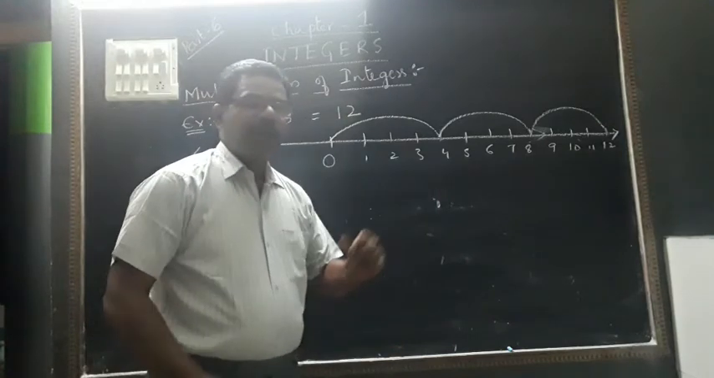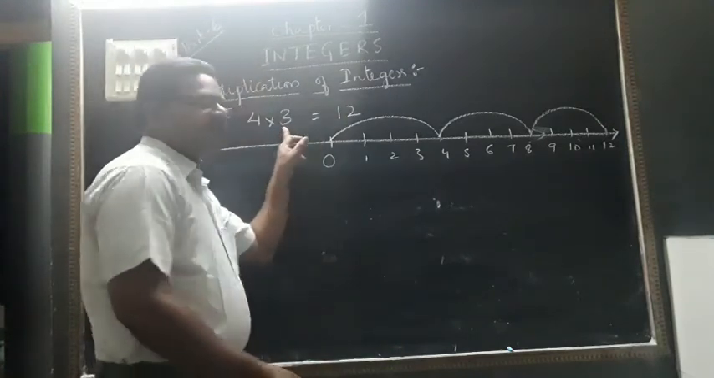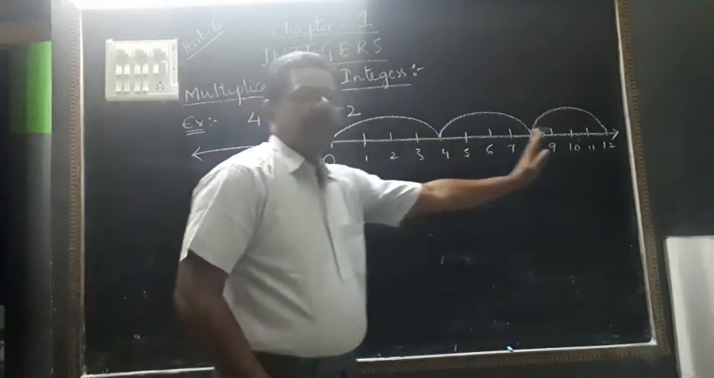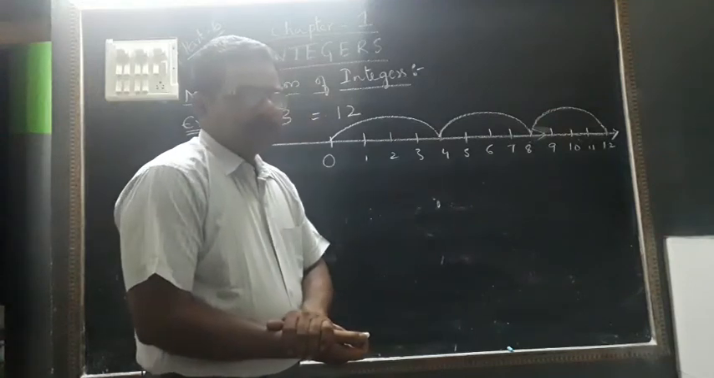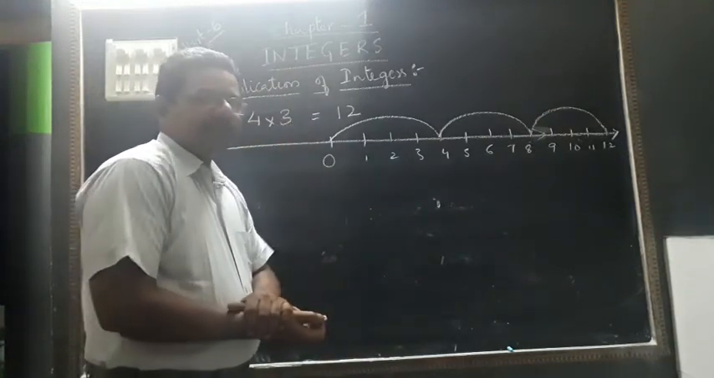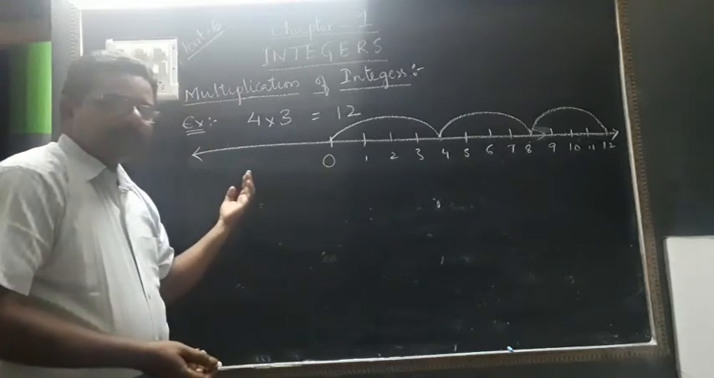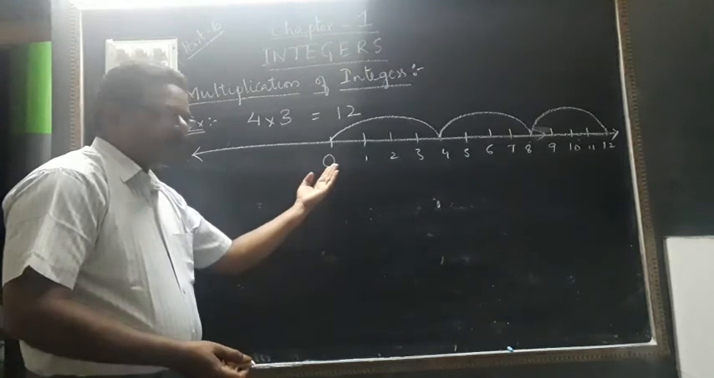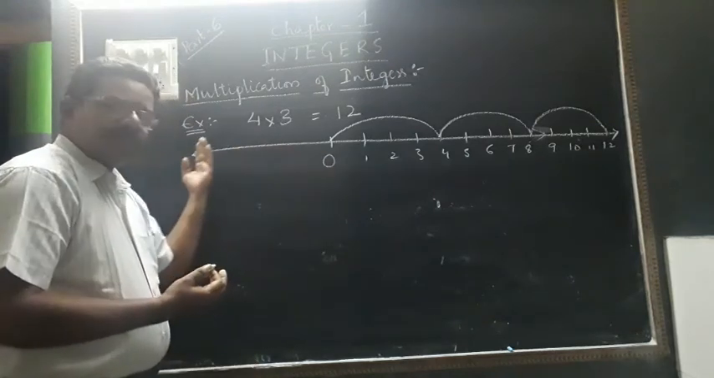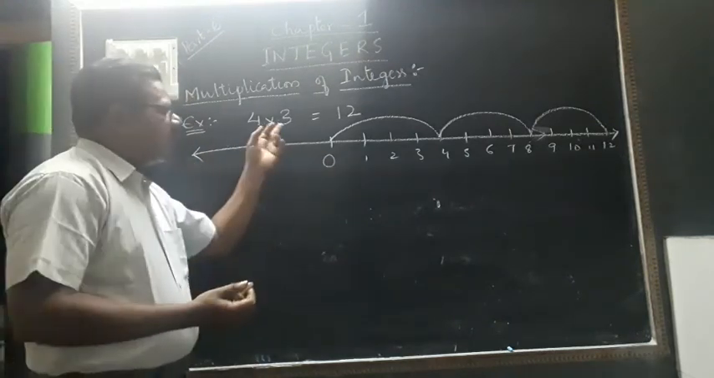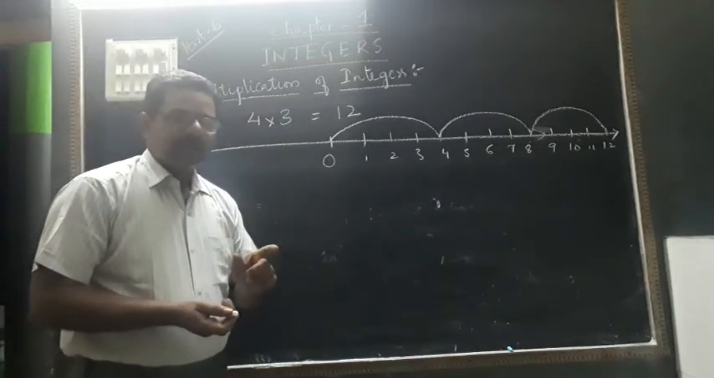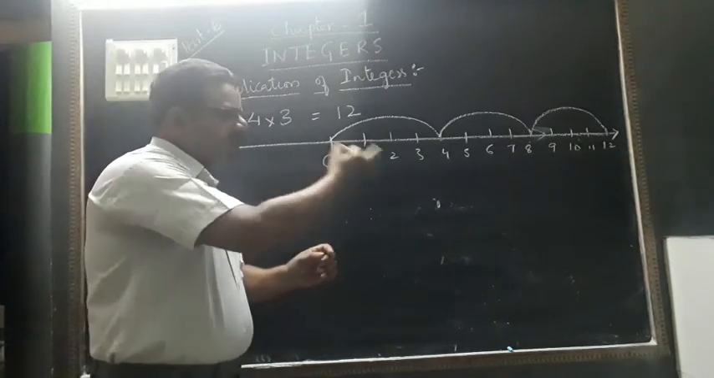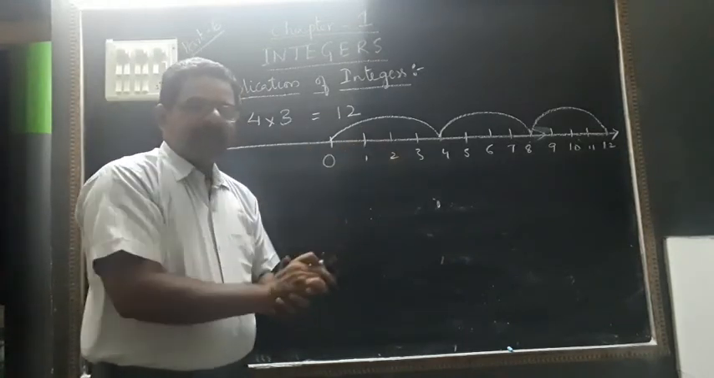Why is it taking only the right side? Because this is a positive integer. So for positive integers multiplication, it goes to the right hand side of the number line. Suppose it is a negative integer, we have to take it as the left hand side: minus 1, minus 2, minus 3, and so on. From 0 to the left hand side, 4, 4, 4, 3 times, minus 3 times. So minus or plus, we have to take the symbol. Depending on the symbol, we have to change it to left side or right side.